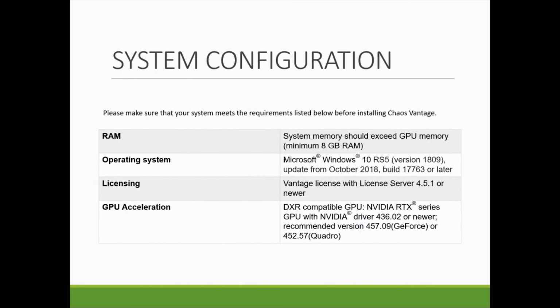Now here are the system requirements for Chaos Vantage. It requires a minimum of 8 GB RAM and the Microsoft Windows 10 RS5 operating system, and it needs a Vantage license with license server 4.5.1 or newer, and it requires an NVIDIA RTX series GPU with NVIDIA driver.